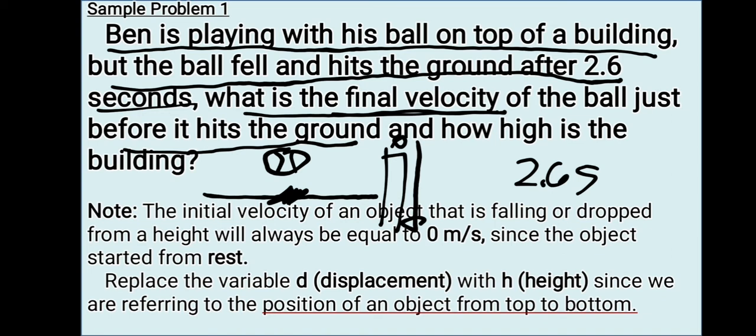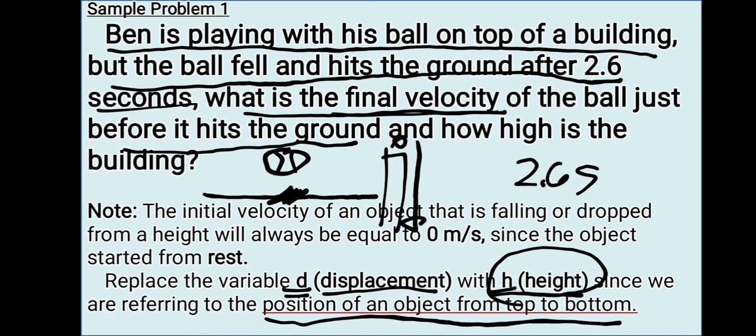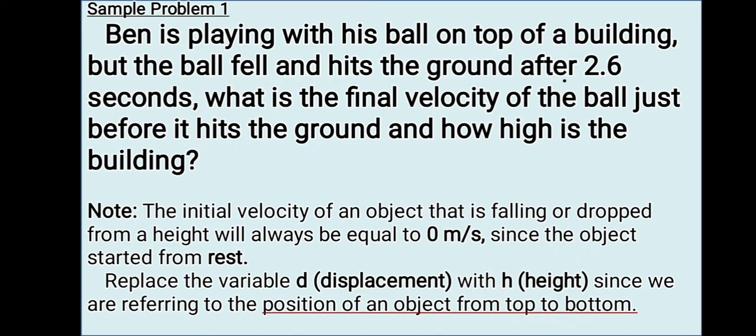So in this case, in our formula, we will change d to h because it will now indicate height. For horizontal, it talks about d, displacement. But for vertical, we change d to h to indicate height, okay? Position of an object from top to bottom. So again, please remember the given numbers. We have here 2.6 seconds. And of course, the Vi is 0 because it is from rest. While Ben is still holding the ball, it is from rest, and therefore the initial velocity is 0.